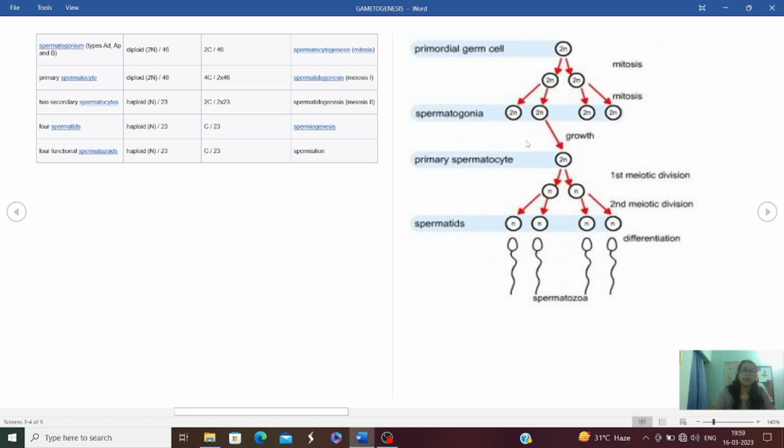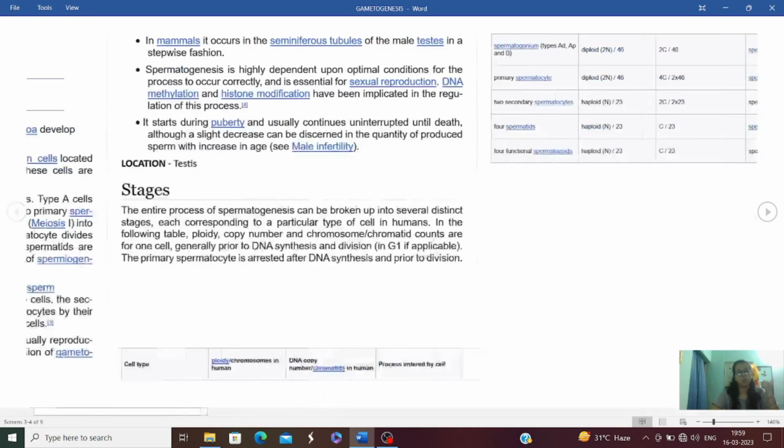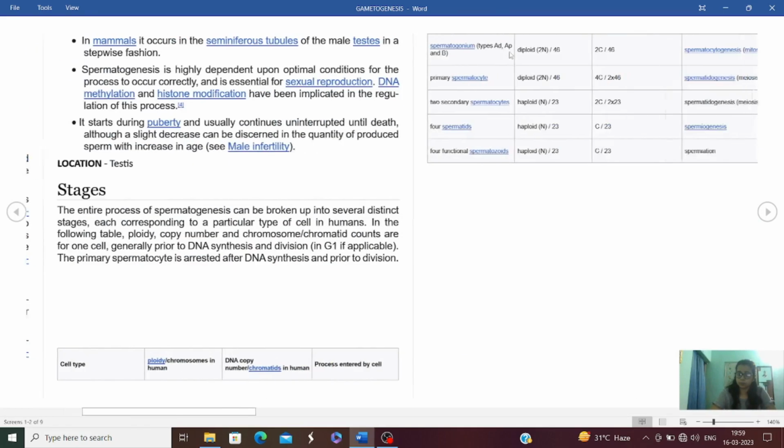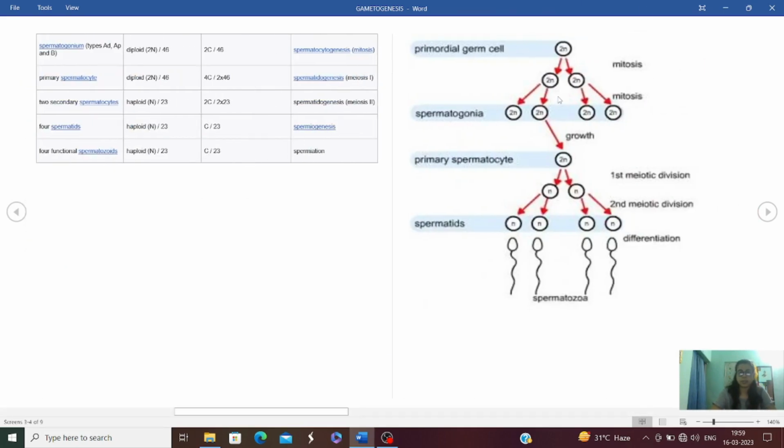This spermatogenesis process is divided into 3 phases. First is the division phase, then the maturation phase, and third is the growth phase. You can see that in the division phase, the 2n number of chromosomes undergoes mitosis and forms 2 sets of 2n chromosomes, which further undergo mitosis and form 4 sets of 2n chromosomes, that is known as spermatogonia.